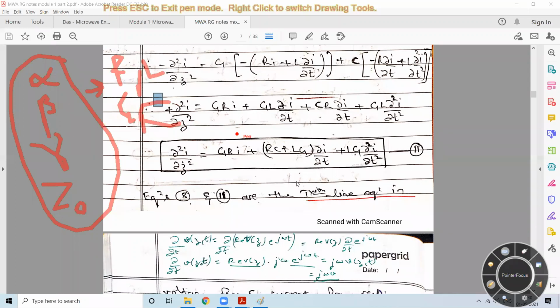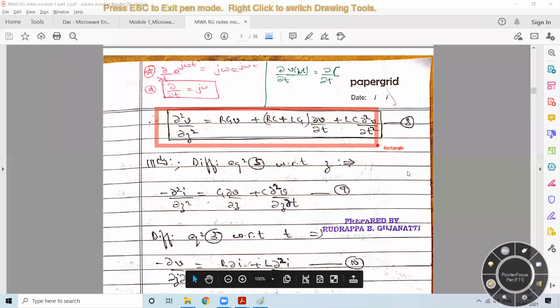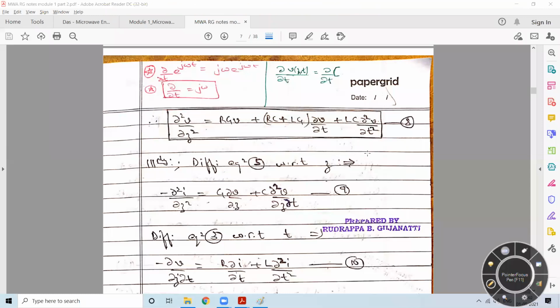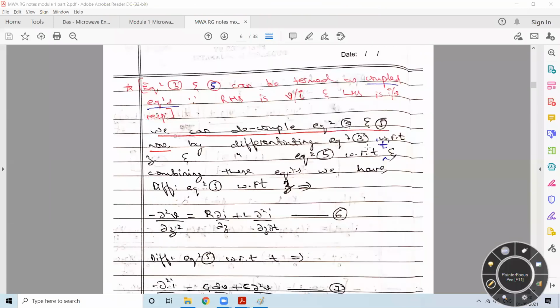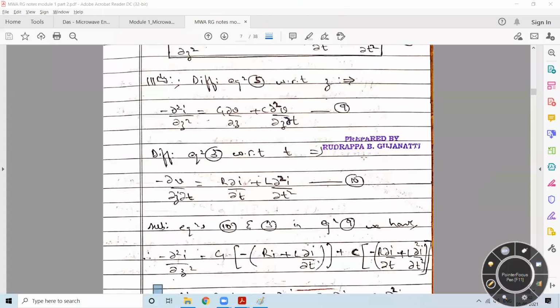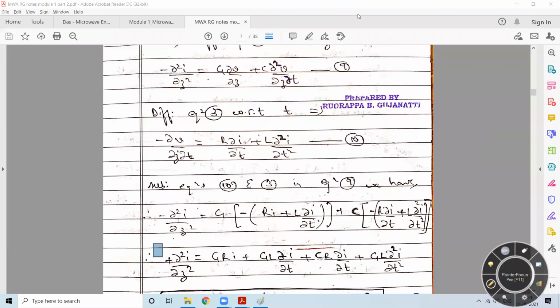So first you should know what the transmission line equations are. In our case, this is one transmission line equation, and this is the other. These are the two transmission line equations we have. Now, using these equations and the previous basic coupled equations, we will move ahead and try to identify the solution for these equations.